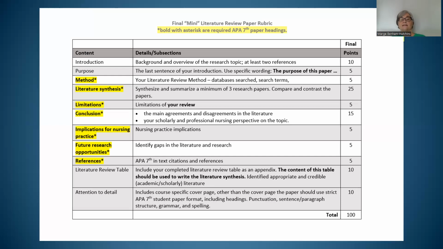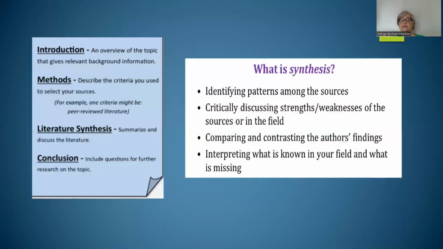Your APA 7th in-text citations and references. Your literature review table can be attached as an appendix, or if you are having problems with that, it's okay to upload it as a second file, but make sure you include it every single time if you resubmit, because I'm only going to look at the very last submission that you have.